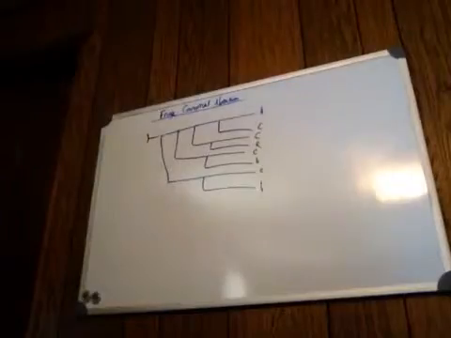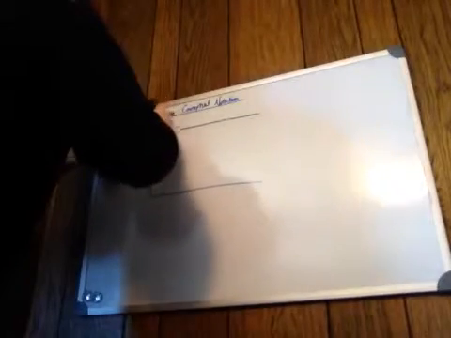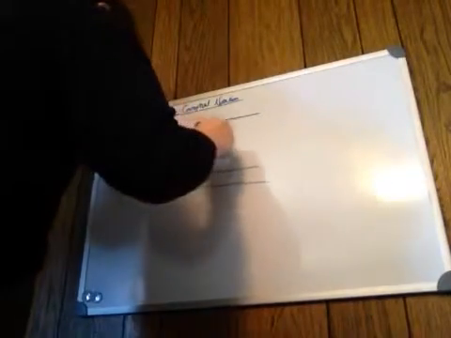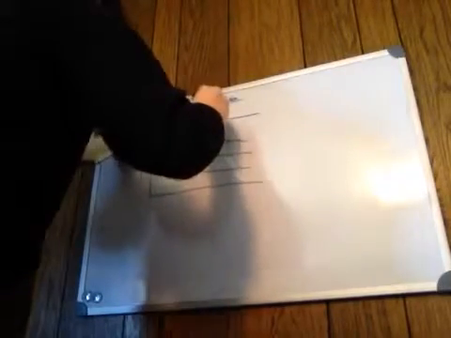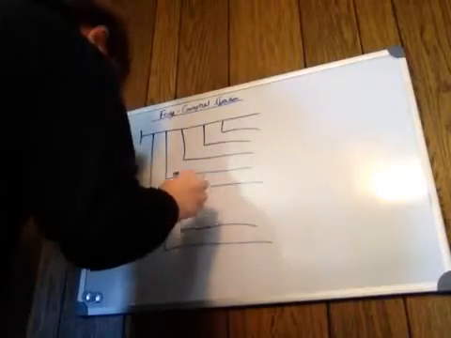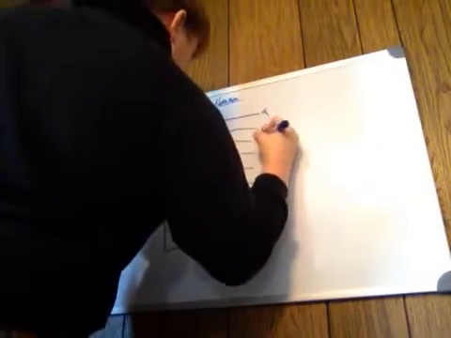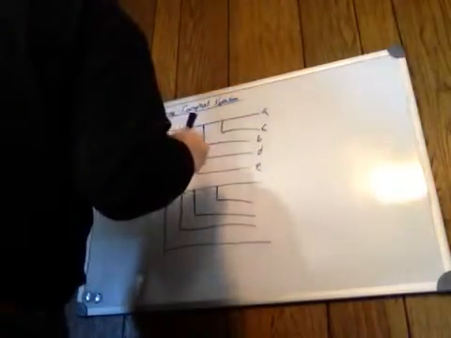Next one. This is the next one I want to do. 149, bottom right. A, C, B, D, E, A, B, C, D, E.